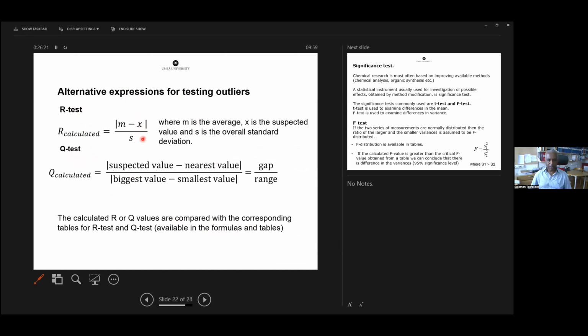So M minus X divided by S. M is the average, X is a suspected value, and S is the overall standard deviation. And here, likewise, suspected value minus nearest value. So they will lead us to the same conclusion, but we have different ways of testing outliers.